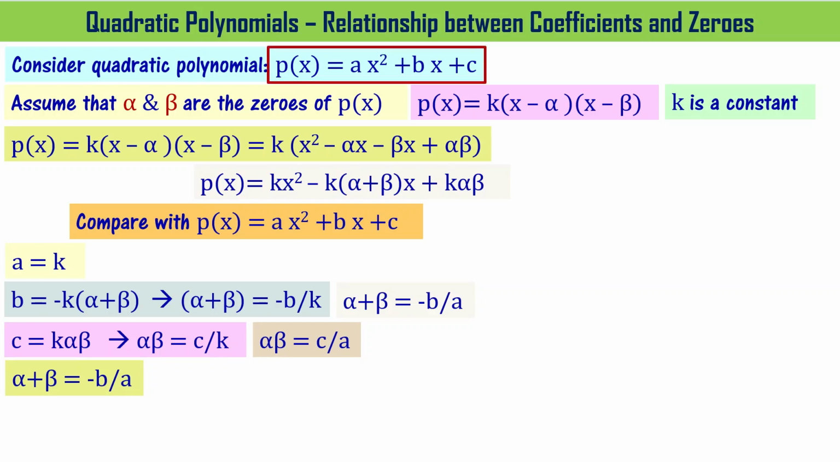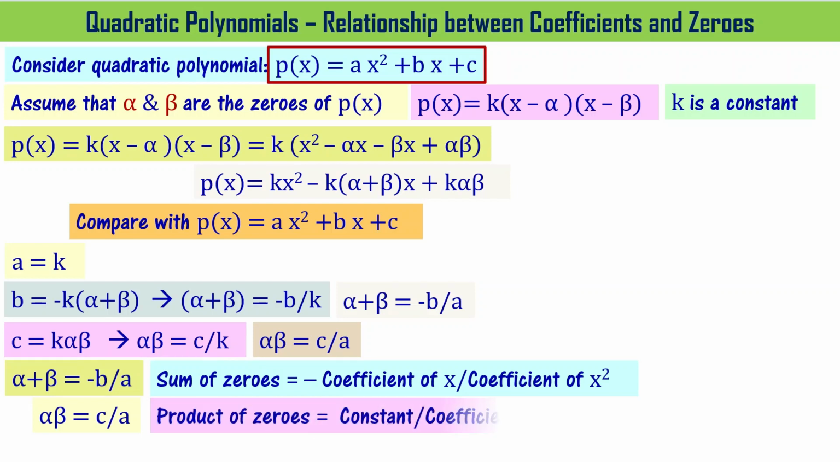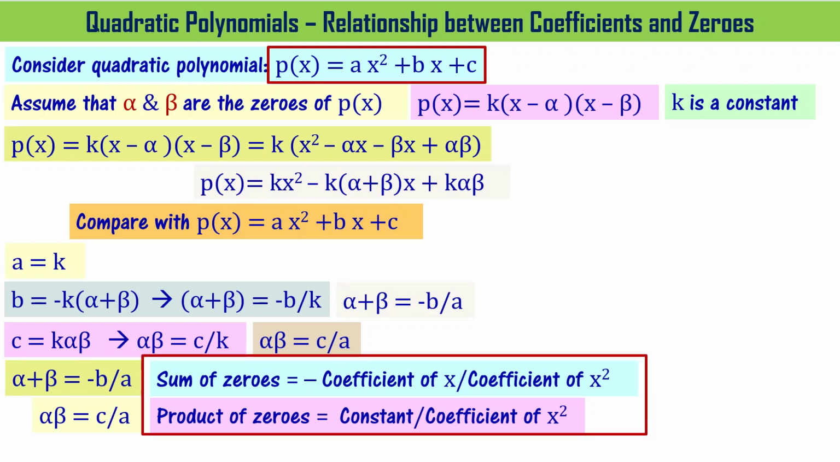When you observe p of x equal to ax square plus bx plus c, b is the coefficient of x and a is the coefficient of x square, right? It means alpha plus beta, the sum of zeros, equal to negative of coefficient of x divided by coefficient of x square, right? Let's take a look at alpha beta equal to c by a. This means that product of zeros is equal to constant divided by coefficient of x square, right? Please take a note of these two formulas.